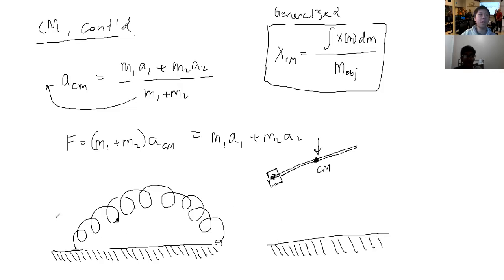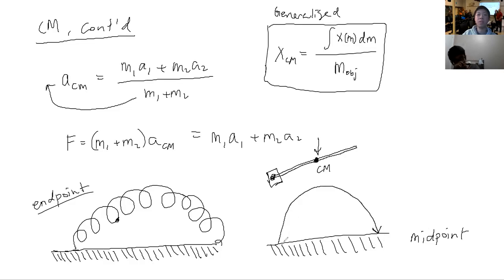So this is the endpoint, and this is the midpoint. The midpoint is going to just be a parabola. And then at each point, the stick can be at different positions in its rotation. But that doesn't matter anymore.